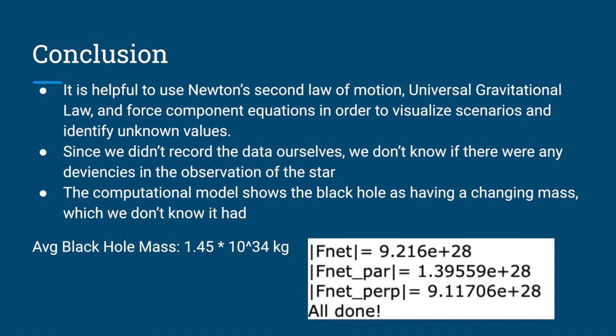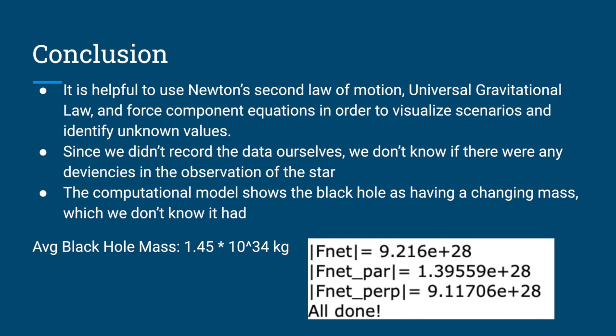In conclusion, it is helpful to use Newton's second law of motion, universal gravitational law, and force component equations in order to visualize scenarios and identify unknown values. From these concepts, the average black hole mass was calculated to be 1.45 times 10 to the 34th kilograms. The average net force magnitude was calculated to be 9.216 times 10 to the 28th newtons, with average parallel component 1.39 times 10 to the 28th newtons and perpendicular component magnitude of 9.117 times 10 to the 28 newtons.